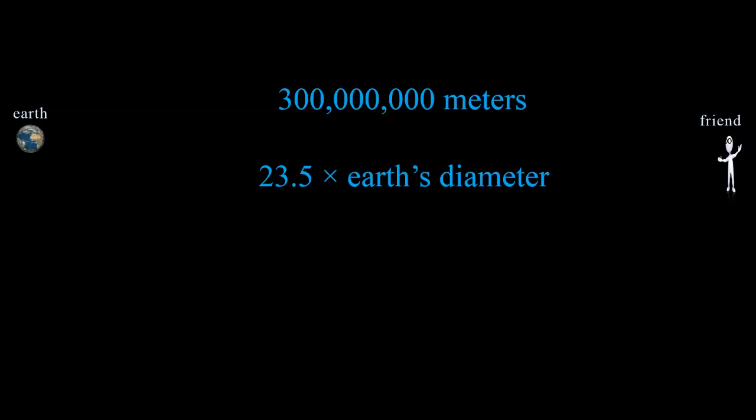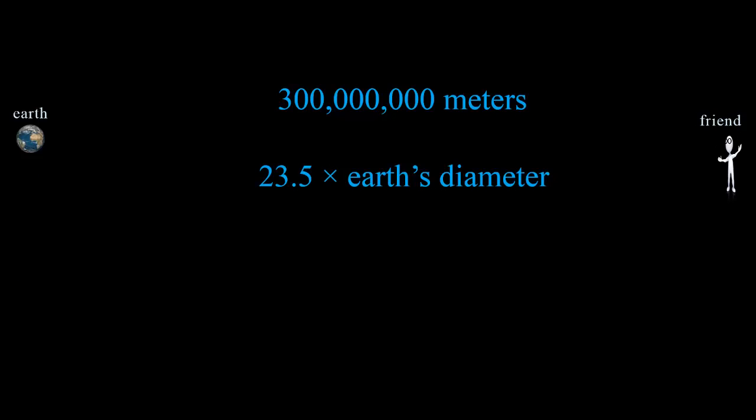Now let's talk about the speed of light so we can tie it to frequency and wavelength. Speed is how long it takes to get from one place to another. Let's say you happen to have a friend standing 300 million meters away from Earth, or about 23.5 times the Earth's diameter, waiting with great anticipation for a signal from you standing on Earth.